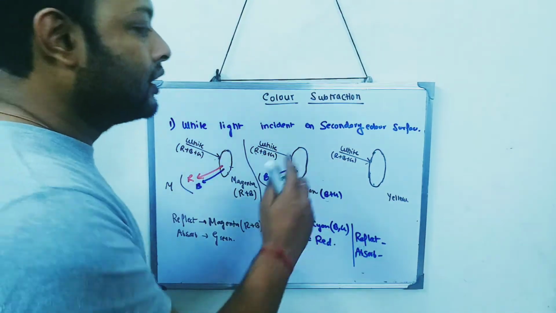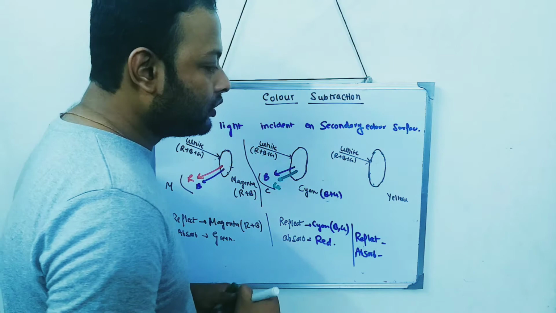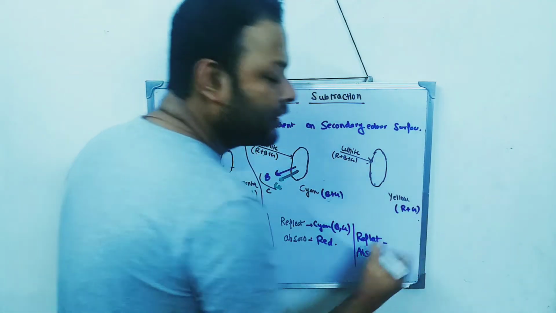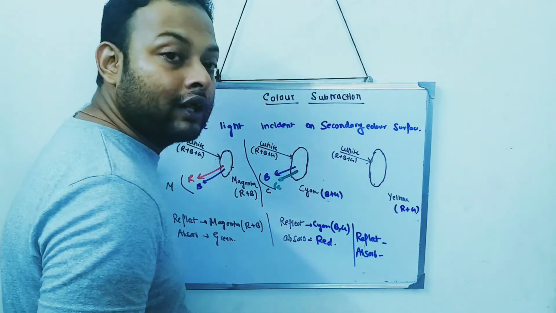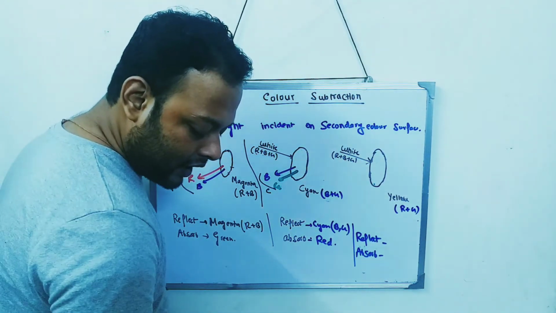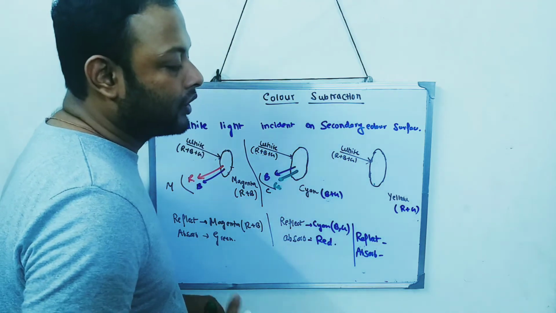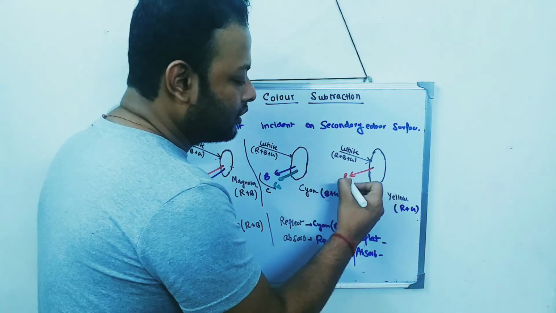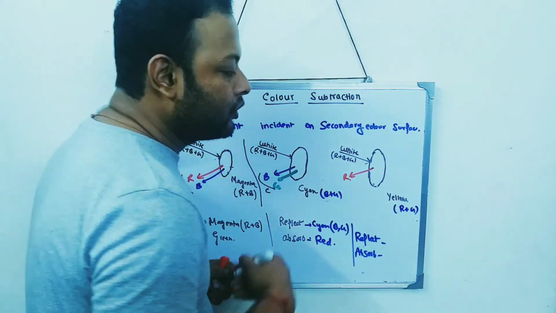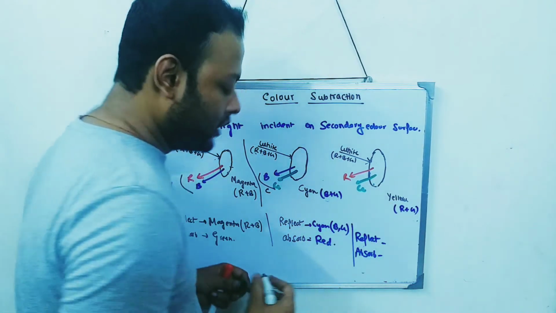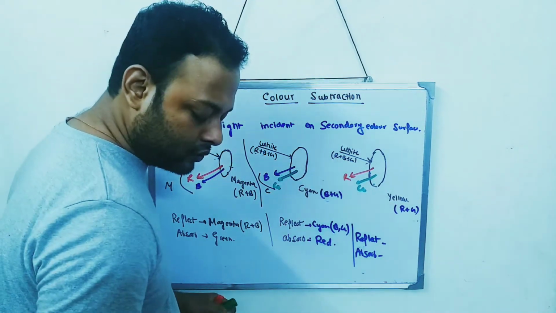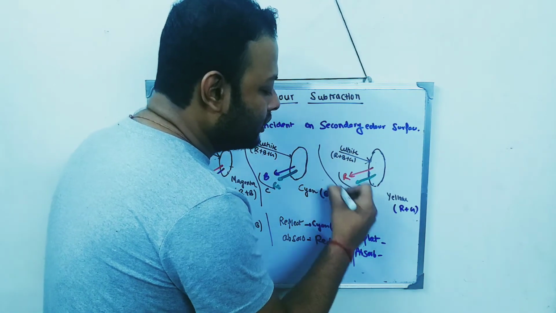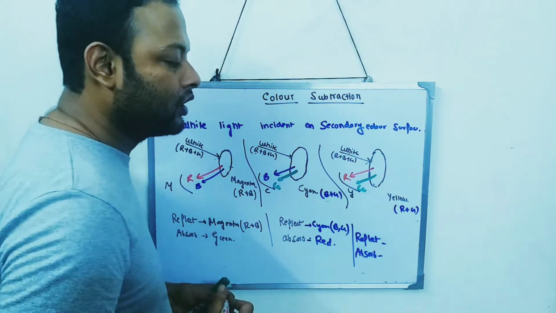Now see what I am trying to do. Yellow is nothing but red plus green. So the yellow color will only reflect the red and the green component of the white color. The red component will get reflected and the green component will get reflected. And together, red and green, what color do they form? They form the yellow color. Y represents yellow color.